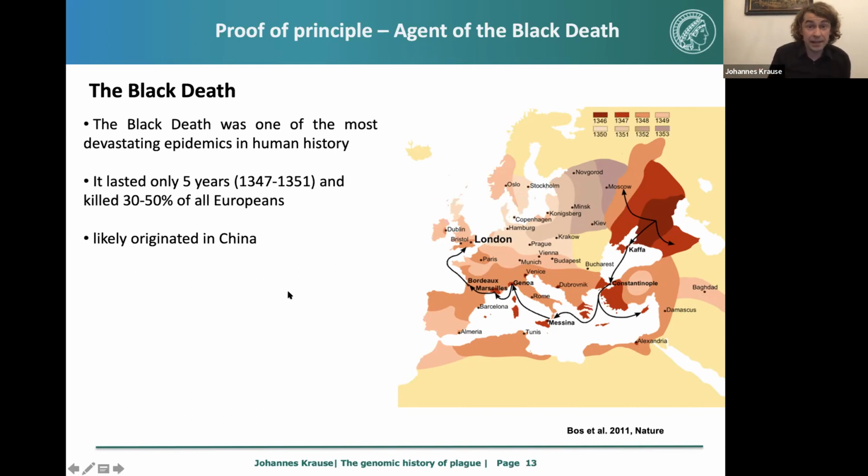It has been said that it likely originated in China. Currently, we think it's more Central Asia, but that was based on modern data. Now, when we look at the ancient data, it seems to have probably emerged somewhere in the region of Kazakhstan today.